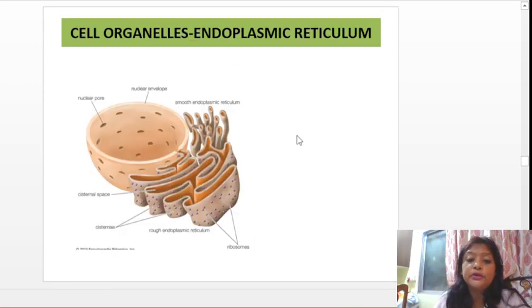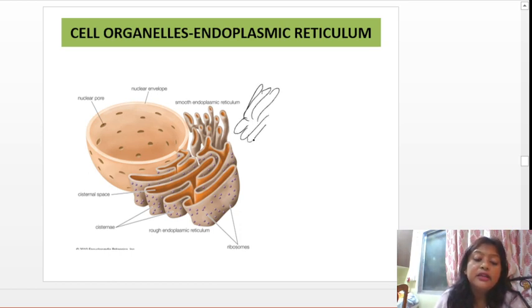Next is the endoplasmic reticulum. This is also very, very important. This is the largest cell organelle in the cell. How does it look? You can see out here, these are all sac-like structures, all stacked together, and they're present outside the nucleus.